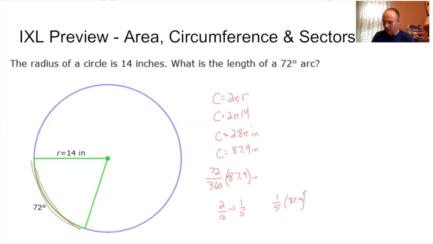And that's the same as dividing by 5. 87.9 divided by 5 gets you 17.6. Again, I'm rounding to one decimal place here. All right, so again, an arc, excuse me, is just a part of the circumference. So another thing to remember there.